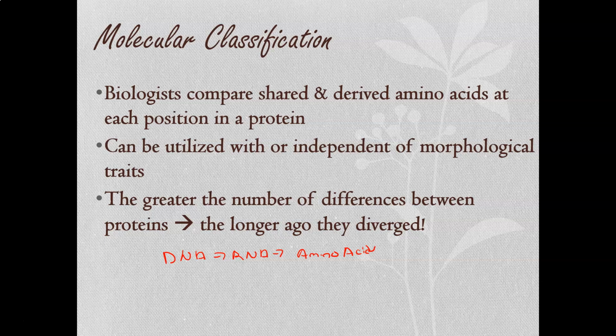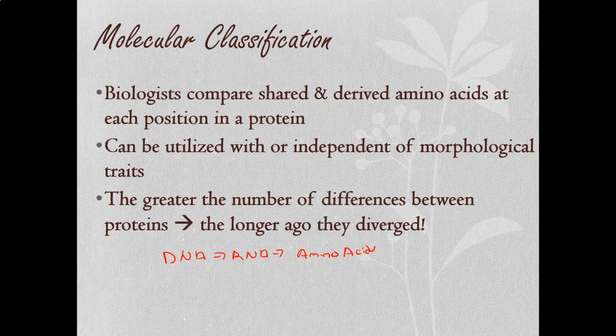The more things they have in common, the more recent their common ancestor, the more differences, the longer back they diverged. So I can utilize this molecular sequence data independently of that morphological data, those physical traits that we just looked at, or I can use them in combination with each other. And realistically, the more sets of data that you have that come up with the same organization for those cladograms, the more support you have for that hypothesis and the more confident you are that that's how it works.